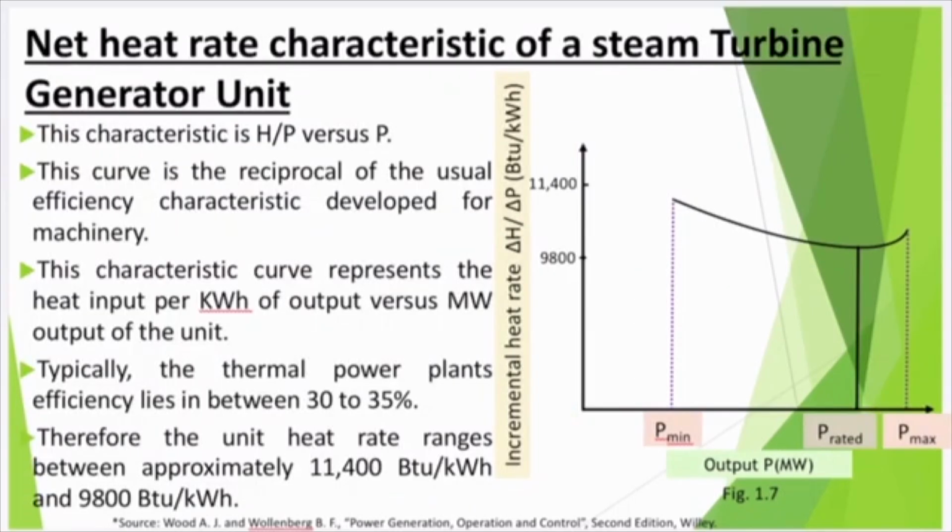Now, the net heat rate characteristic of a steam turbine generating unit. This is one of the practical characteristics where you can see how the values keep varying based on the incremental heat rate. And typically for a thermal power plant, the efficiency is not as high as expected.